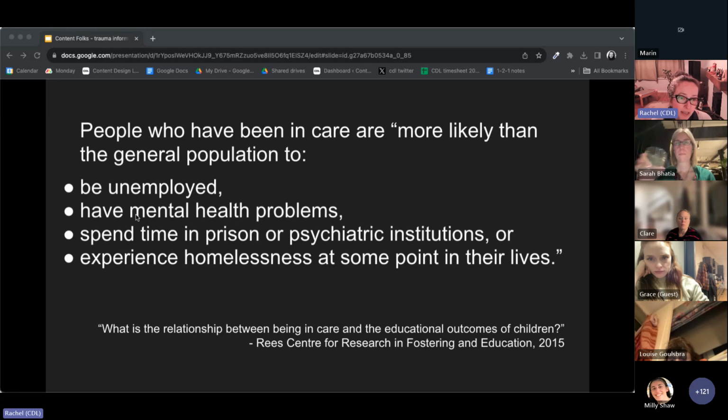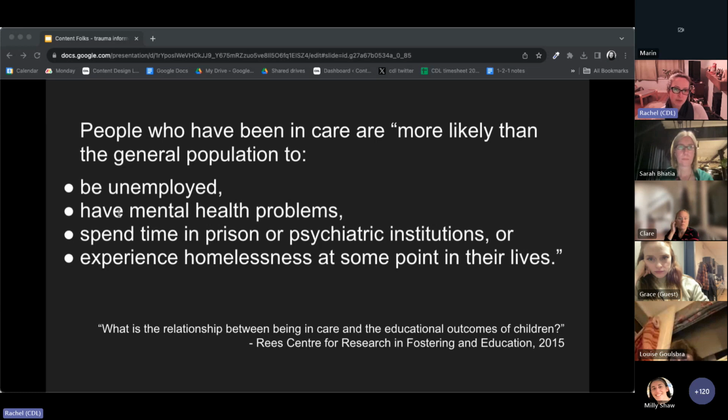We also know that people who've been in care are more likely to have had adverse experiences. And a study from the Rees Centre at Oxford showed that people who've been in care are more likely than the general population to be unemployed, have mental health problems, spend time in prison or psychiatric institutions, or experience homelessness at some point in their lives. So even before we account for the impact of trauma, the people applying for the scheme were potentially at a disadvantage when it comes to accessing and understanding information. And they were more likely to have faced adversity throughout their lives and accumulated a range of adverse experiences. So this means that people using the service may be experiencing trauma due to multiple events.